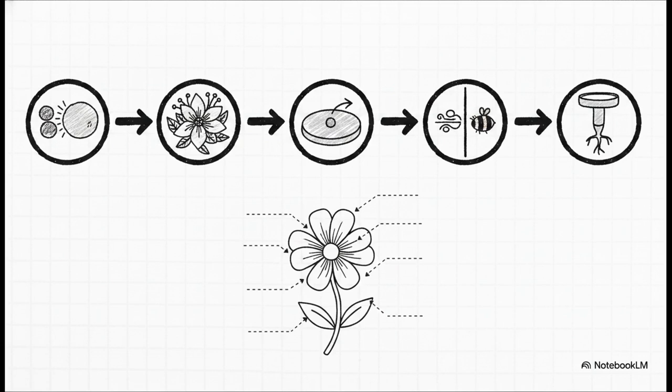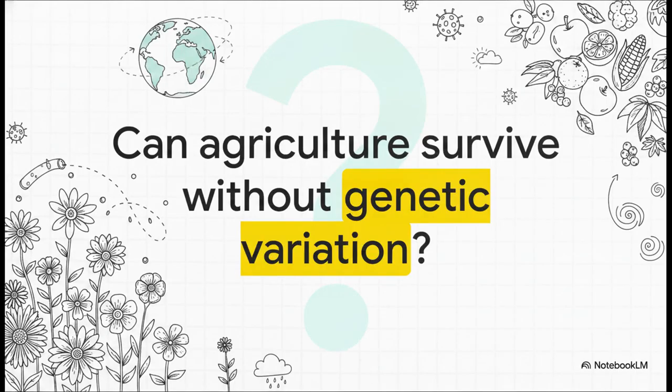My absolute top tip for you: practice labeling a blank diagram of a flower while reciting this exact sequence out loud. To wrap things up, let's zoom all the way back out for a second and think about the real world. Without the genetic variation driven by this cross-pollination process, how in the world would our global agriculture survive shifting climates, new diseases, or environmental changes?